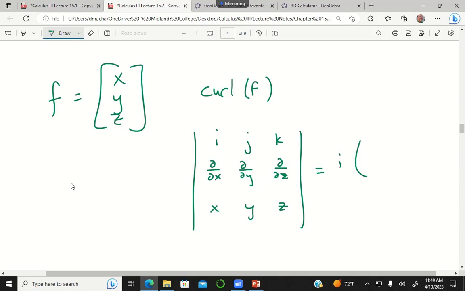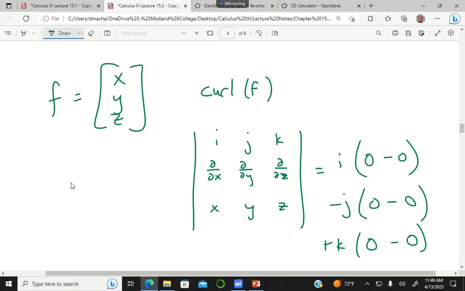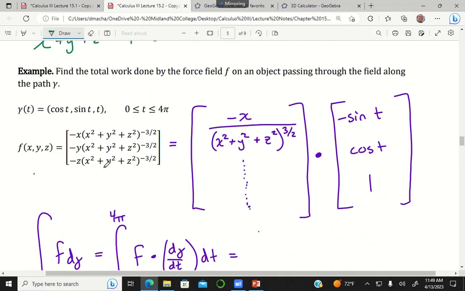Then this is going to be i times the partial derivative of z with respect to y, which is 0, minus the partial of y with respect to z, which is 0, minus j times the partial with respect to x of z, minus the partial with respect to z of x, plus k times the partial of y with respect to x, which is 0, minus the partial of x with respect to y, which is 0. So the curl is the 0 vector, so this is a conservative field as well. It might be a little trickier to prove that the first field is conservative, but it is.